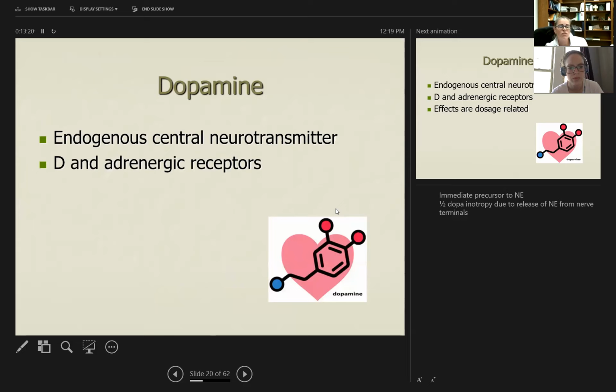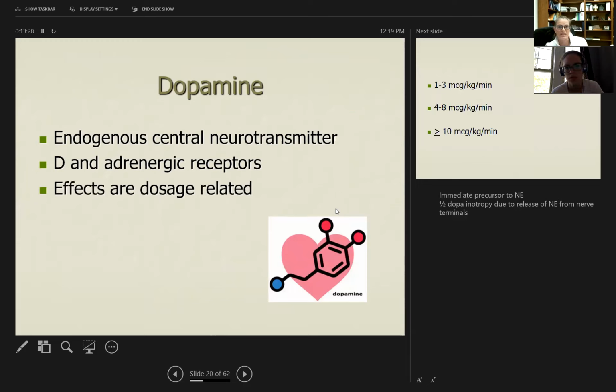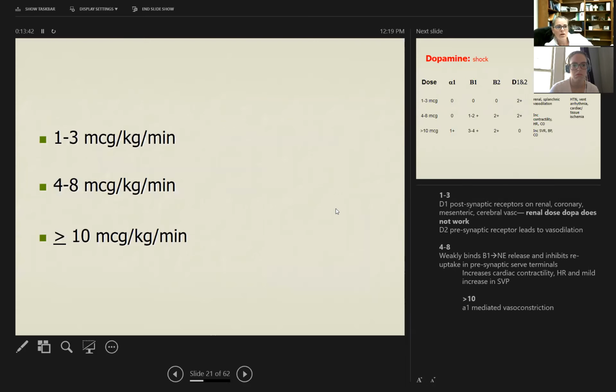And dopamine has very specific dose-related effects, okay? So again, it's that immediate precursor to norepinephrine. So when you're using dopamine, roughly half of dopamine's effect may actually be the result of an increase in your norepinephrine levels. At very low levels of dopamine infusion, what we start to see is your dopaminergic 1 postsynaptic receptors on renal, coronary, mesenteric, and cerebral vasculature.